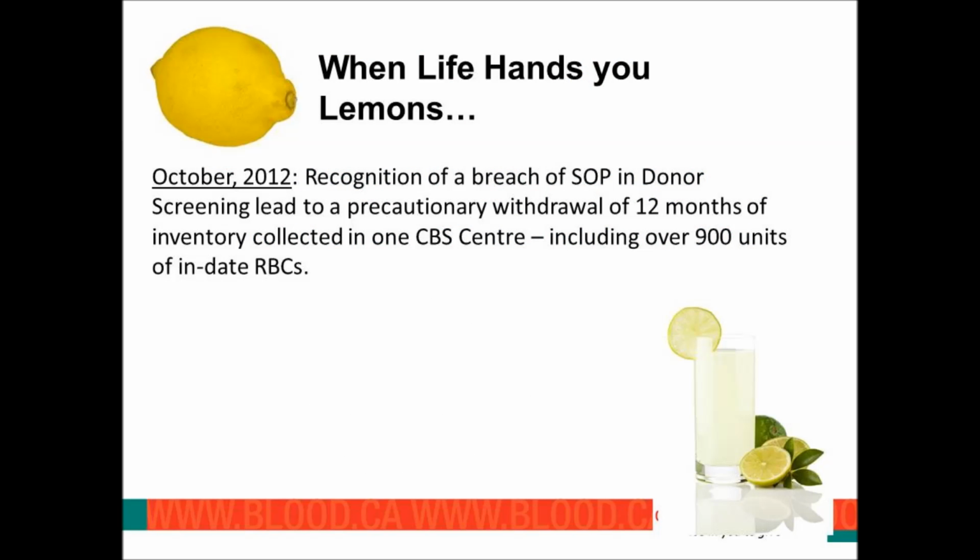And what happened last fall, when life hands you lemons, on October 12, there was a recognition of a breach in our SOP in donor screening with our CMV testing, which led to a recall of 12 months' worth of inventory collected in one CBS center, which included over 900 units of in-date red cells. So rather than just throwing out all those red cells, it was decided to make lemonade, and we did a study. And we used all those units, and that was done in Calgary.